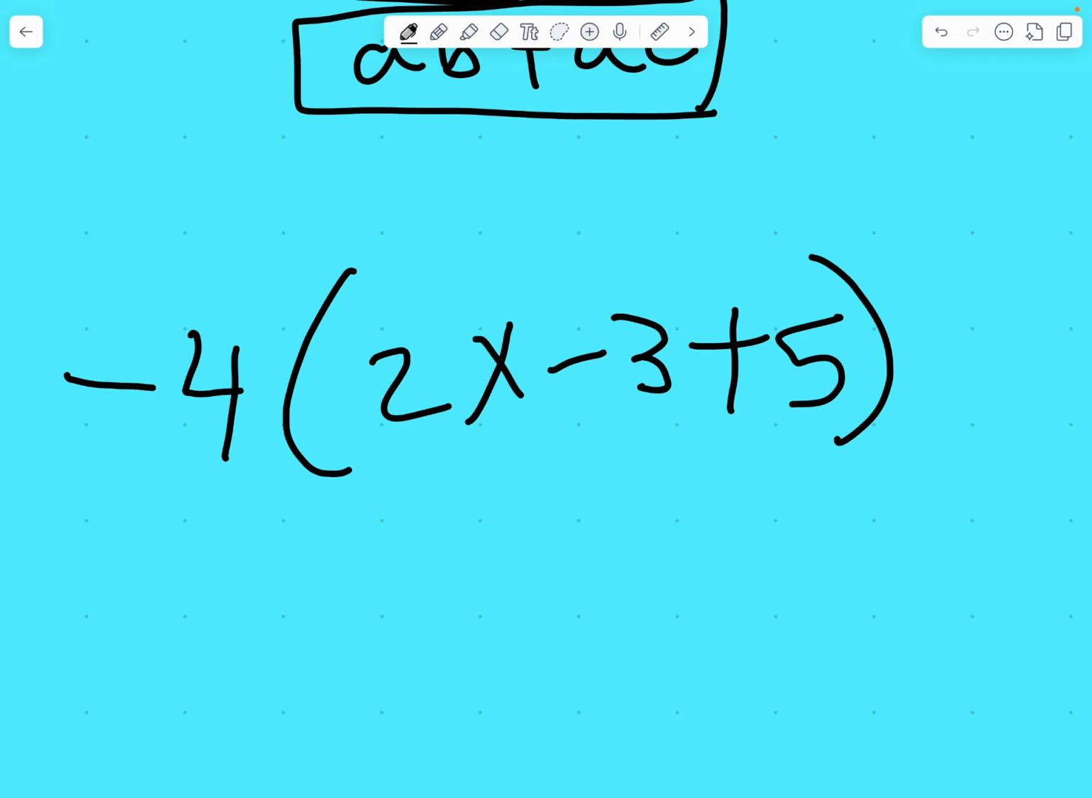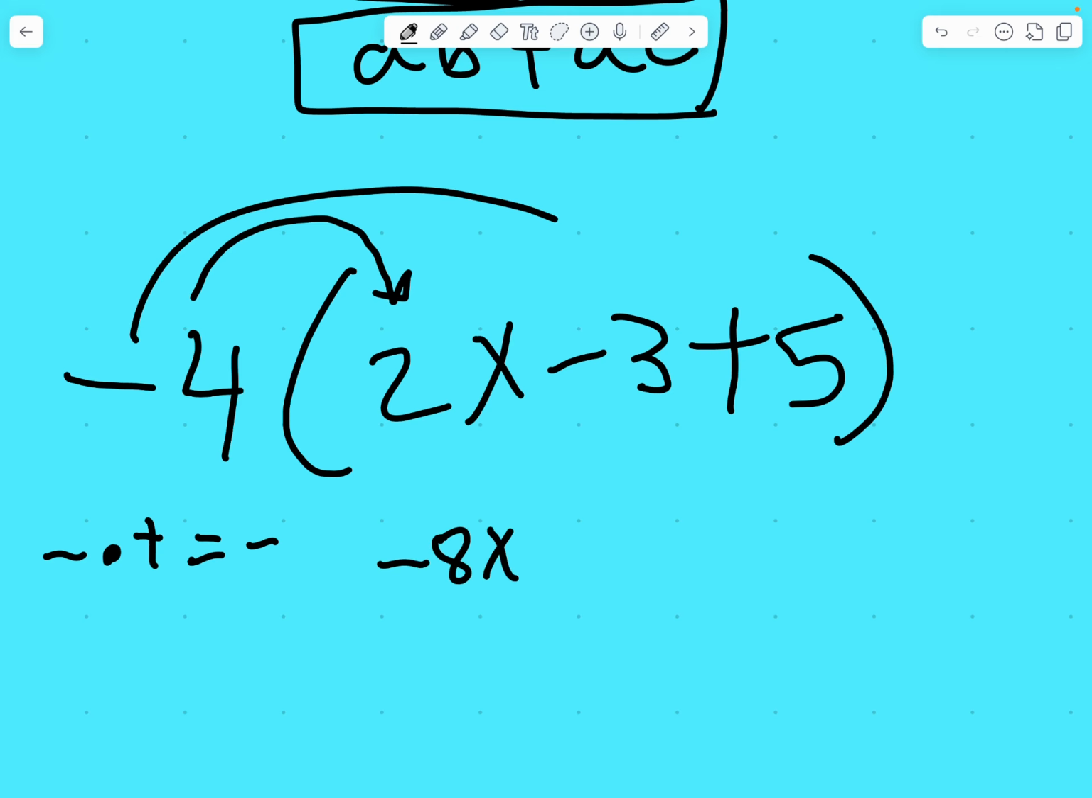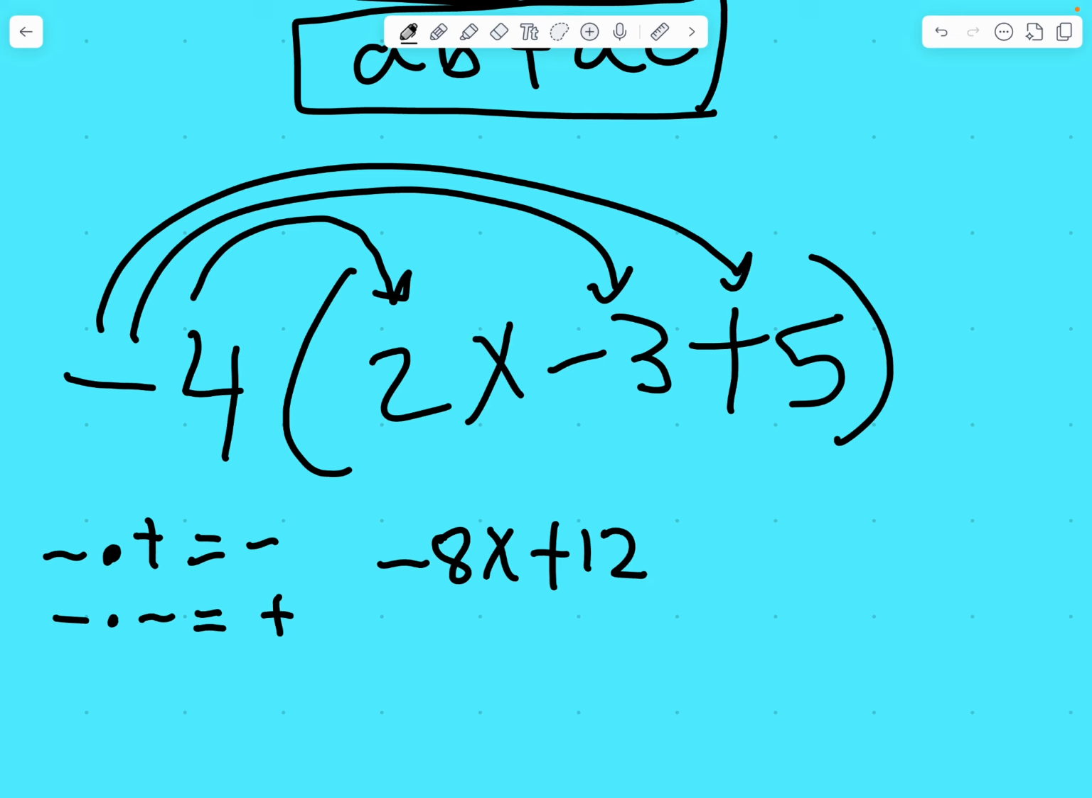Now here, we are going to multiply -4 into all three terms as the first way, because there's a second way of doing it, which maybe you guys will like. So I have -4 times 2x. I know that a negative times a positive is a negative because I watched the other videos. And that would get me -8x, right? Now I'm going to do -4 times -3. Well, I know a negative times a negative is a positive. Positive 12. See? And then I'm going to do -4 times +5, which is -20.